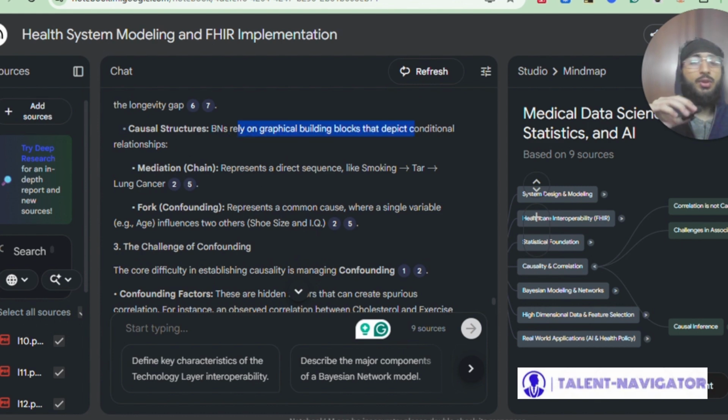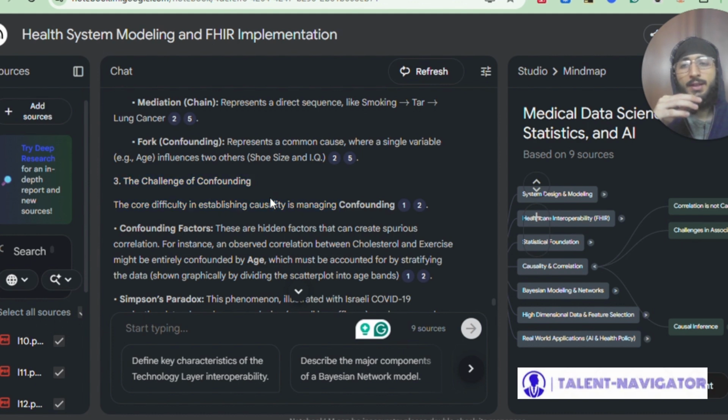Now, causal structures. Bayesian networks rely on graphical building blocks that depict conditional relationships. A mediation chain represents a direct sequence like smoking, then arrow tar, then arrow lung cancer. Then fork confounding represents a common cause where a single variable influences two others, like age influences shoe size and IQ.